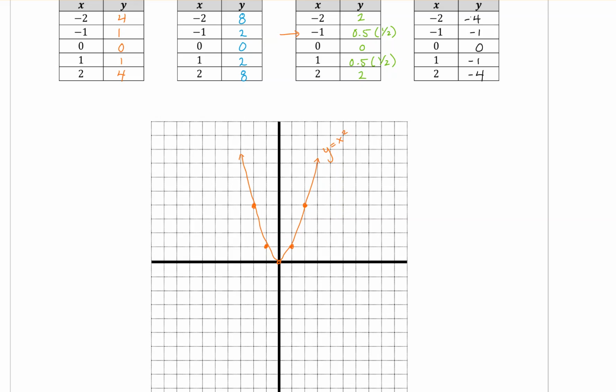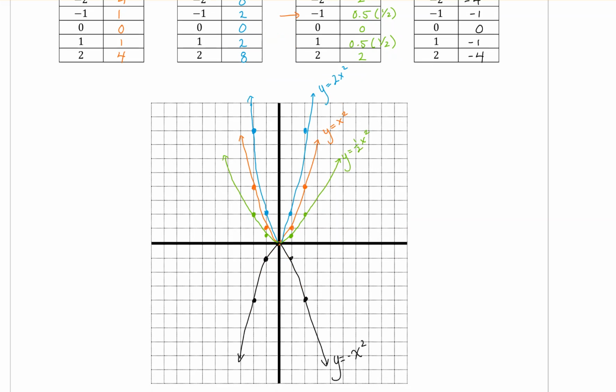Take a second and graph the remaining 3 tables. So pause the video and play it when you think you have the answers. So hopefully yours looks somewhat like this, unless you used a different scale. Again, make sure you've labeled each of your graphs, or you use some sort of color, or you've done both like I have. Okay, the original is the one in orange, and then we have 3 different transformations that we're going to make conclusions about based on the A value.